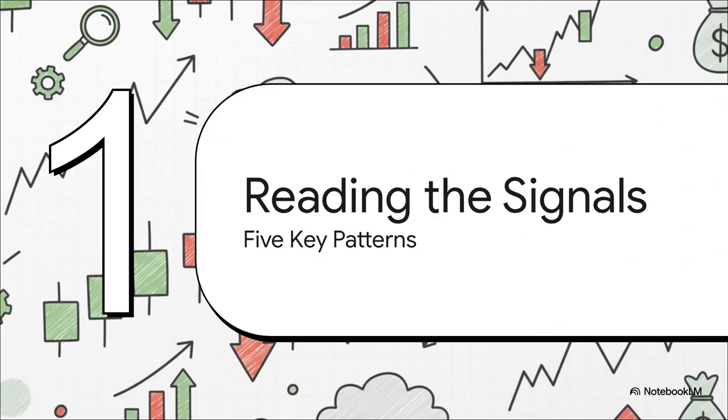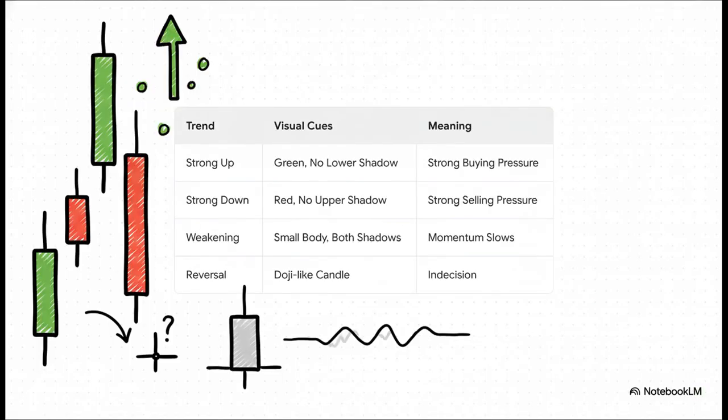Okay, so we get what it is and why it's useful. Now for the fun part. How do we actually read the thing? Let's break down the 5 key signals you need to look for to identify trends like a pro. This chart right here is your cheat sheet. When you see a bunch of solid green candles with no lower wicks or shadows, that's a sign of a super strong uptrend. The buyers are completely in charge.